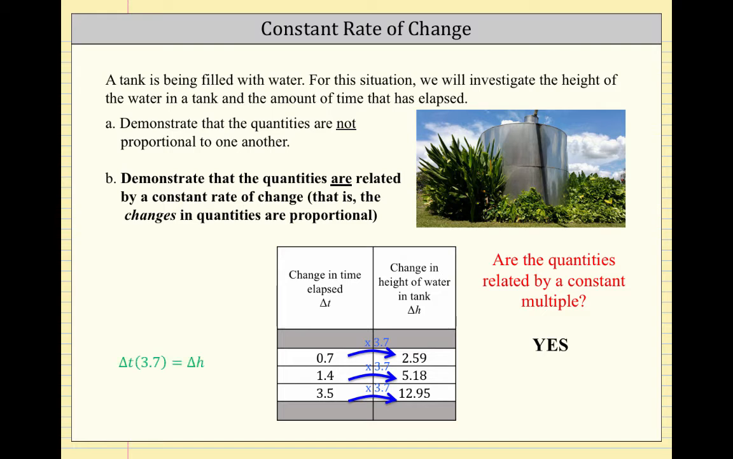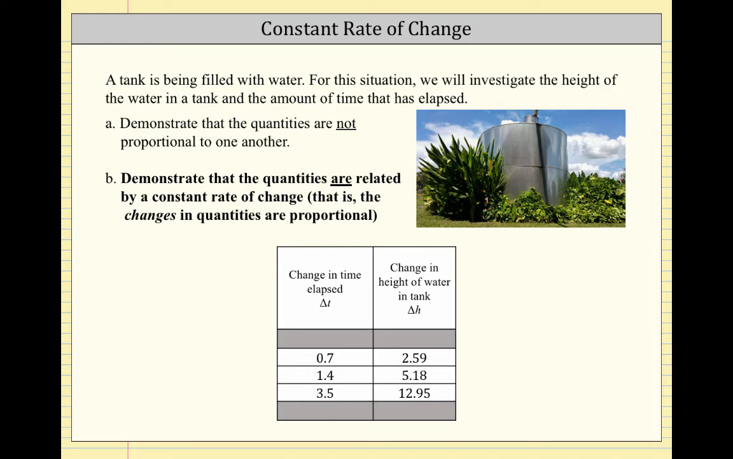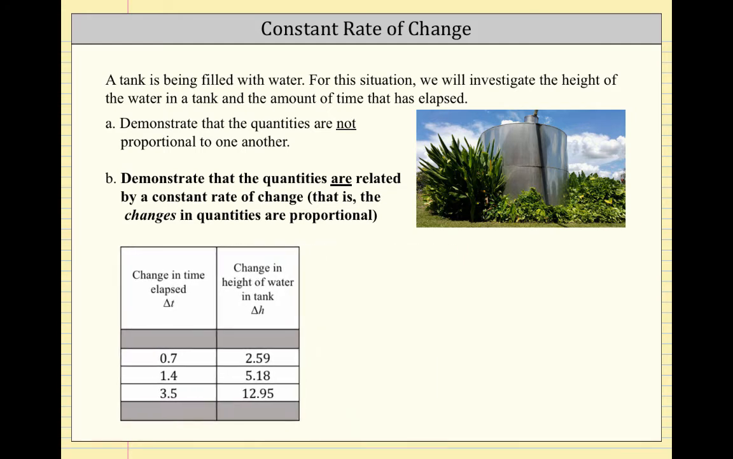If I take any change in time and I multiply it by 3.7, in this situation, I will get the corresponding change in height. So another way to write that is the change in height is equal to 3.7 times the change in time. So let's take a look and see what this means.